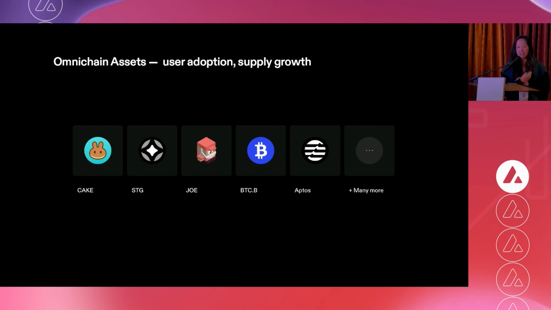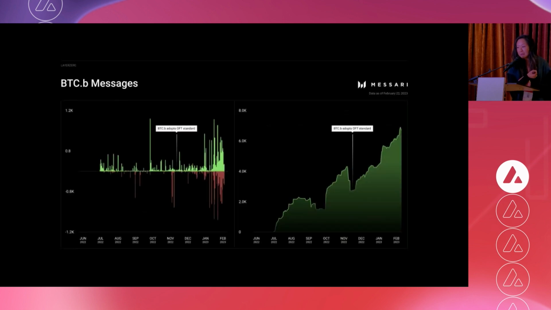And so they launched it as an OFT, and it very quickly expanded and is now one of the only forms of native Wrapped BTC on more than five chains. And it actually really drove user adoption and doubled the supply. So this is a graph here that's showing where in time BTCB adopted the OFT standard and how that impacted its usage.